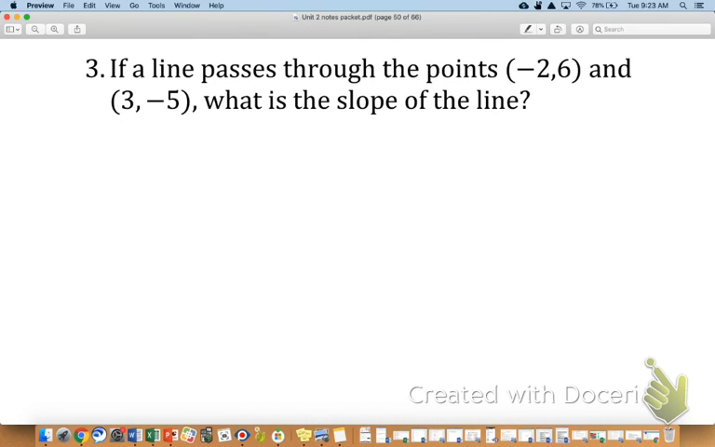So if you need to flip backwards a little bit to remind yourself of how to find a slope, that's fine. But I thought this would be a good way to tie in what we did last time with what we're going to do today. So it says if a line passes through those 2 points, what is the slope of that line? The slope? The formula or the method to find the slope?